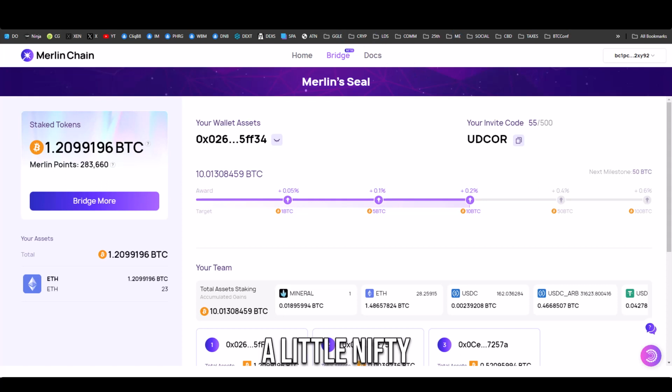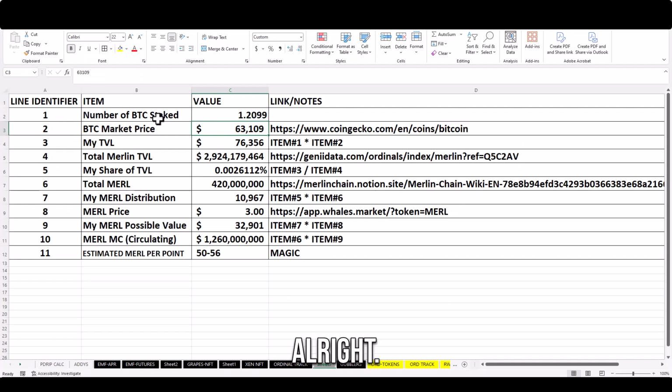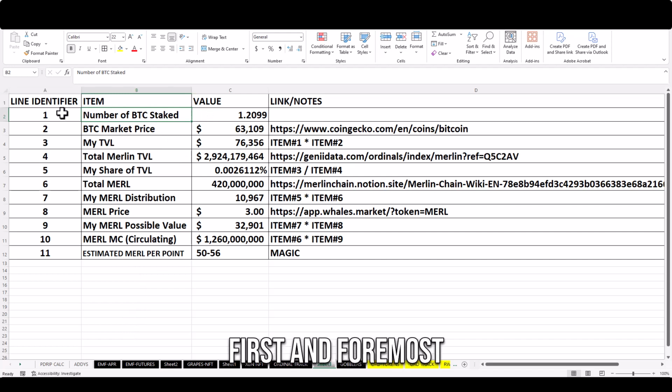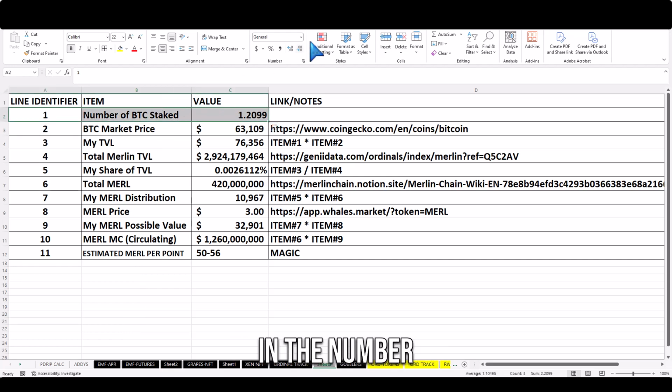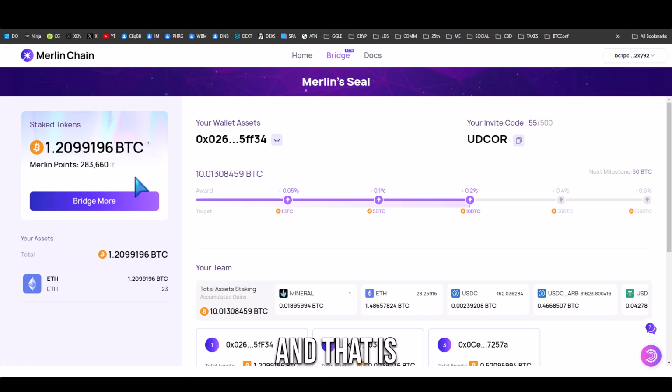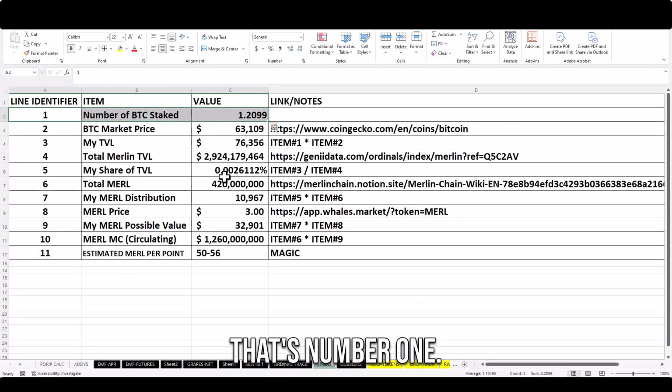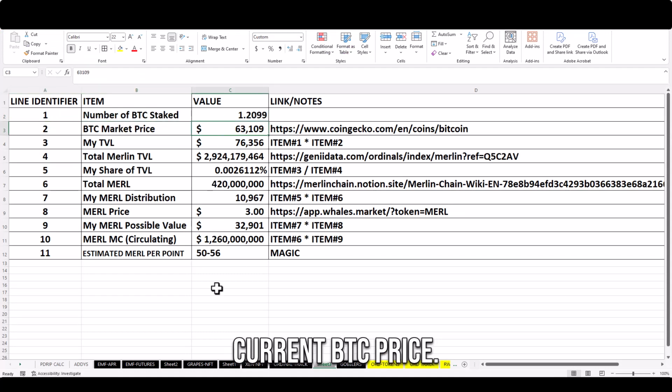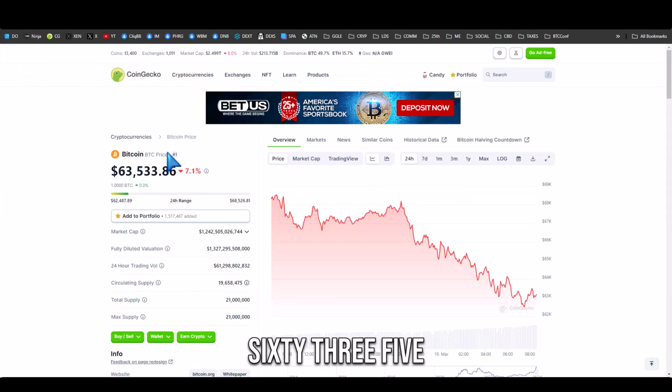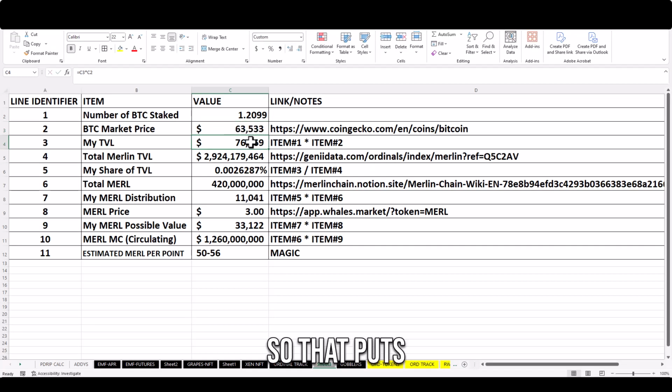So I made a little nifty spreadsheet, and let's take a look at it. All right, so on my one account, first and foremost, I'm going to plug in the number of BTC I have staked, and that is about 1.2099, okay? All right, that's number one. Current BTC price, let's go ahead and get that accurately, 63,533. Okay. So that puts my TVL at 76,869. So then we need to do the total Merlin TVL.